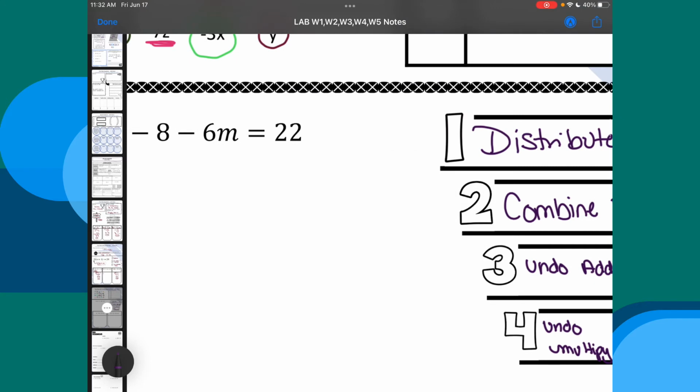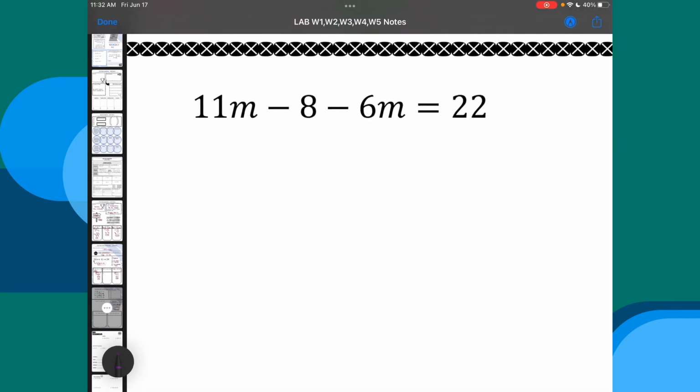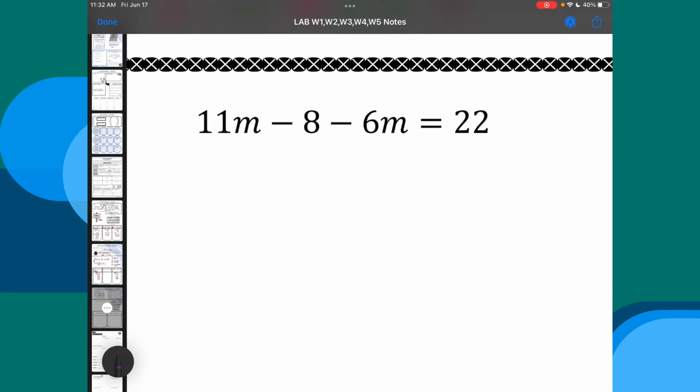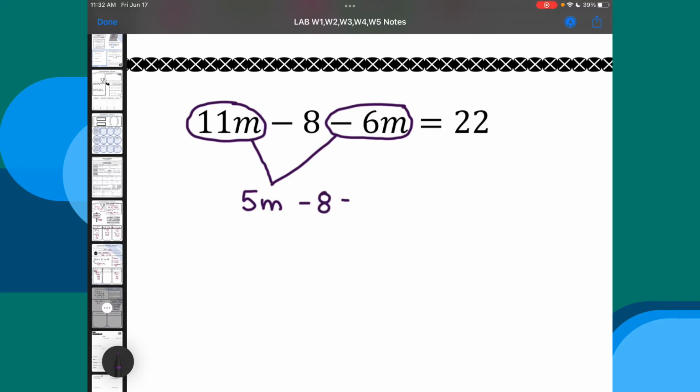So let's take a look at our first example. We do not have to do any distributing here since we don't have parentheses, so we'll go to step number 2 where we combine like terms. Our like terms would be 11m and negative 6m. Again, I'm including the sign when I combine. So I can put this in my calculator, 11 plus negative 6, and I get 5m. The minus 8, the equal sign, and the 22 come down.